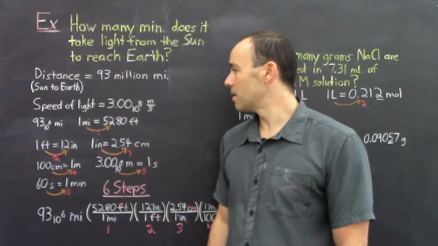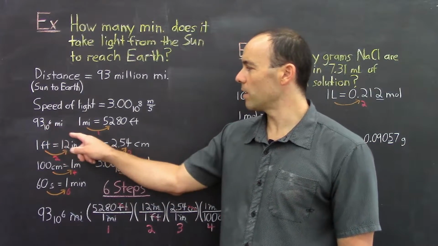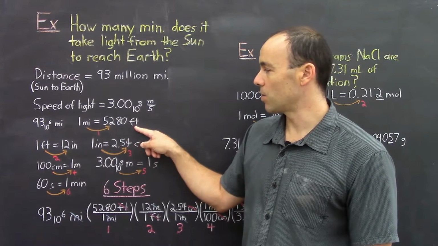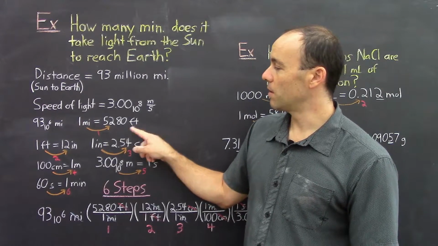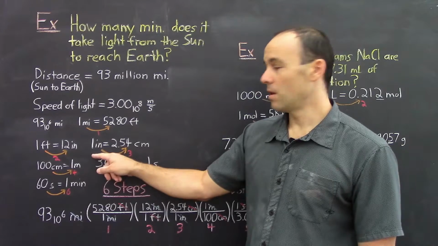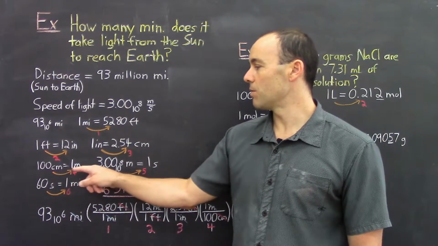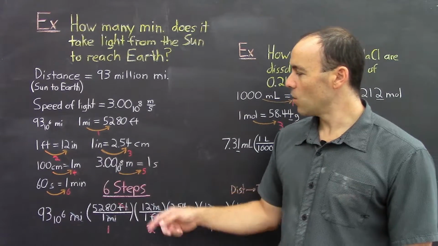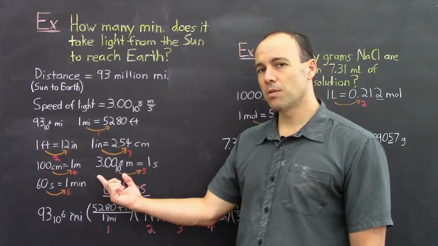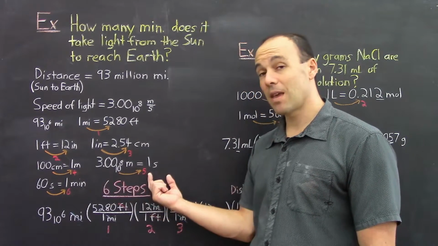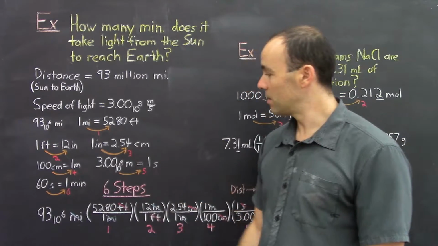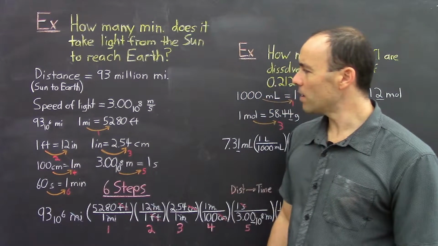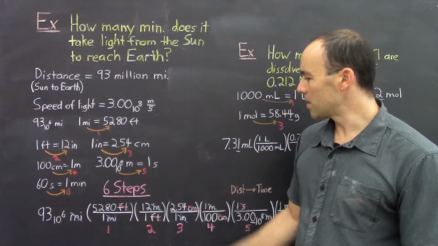Starting with distance, 93 times 10 to the 6 miles, we can convert that distance to feet using the following relation. 1 mile is 5,280 feet. Then we can convert feet to inches, inches to centimeters, centimeters to meters. Then using the speed of light, we can convert meters to seconds. When you're talking about light, 3.00 times 10 to the 8th meters is the same thing as 1 second. Then finally we can get from seconds to minutes. So stringing all of these relations together, we see it'll take 6 steps.